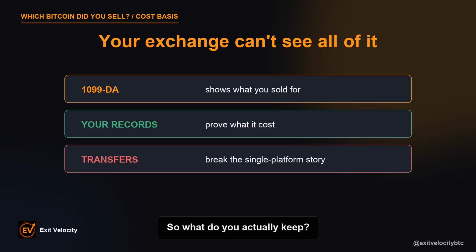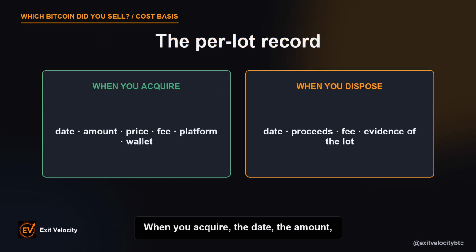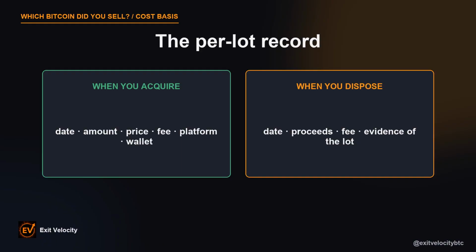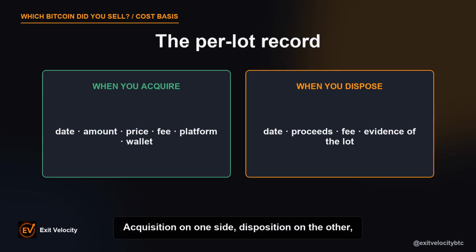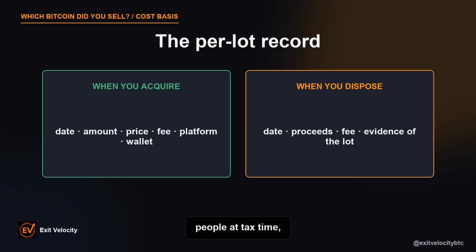So what do you actually keep? It's simpler than it sounds. For every lot, you track two halves. When you acquire, the date, the amount, the price you paid, the fee, the platform you bought on, and the wallet the coins landed in. When you dispose, the date, the proceeds, the fee, and your evidence of which specific lot you sold. Acquisition on one side, disposition on the other, and a clear thread connecting the two. That's it. Do that consistently, and the question that terrifies people at tax time, which Bitcoin did you sell, stops being a panic and becomes a line you simply read off your own records.